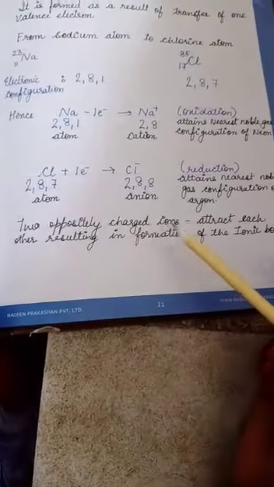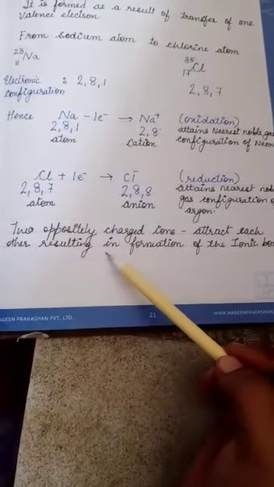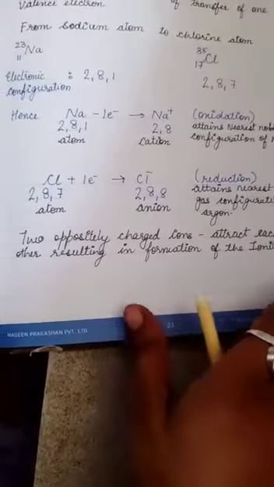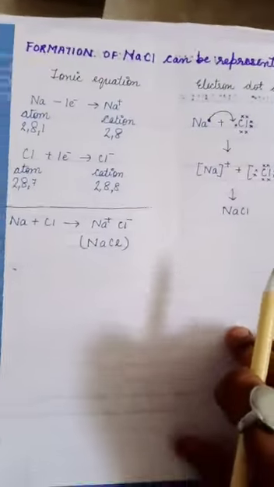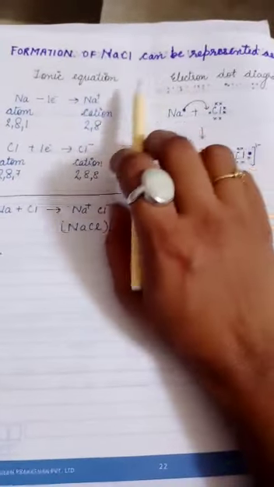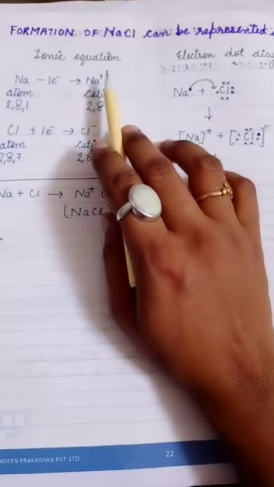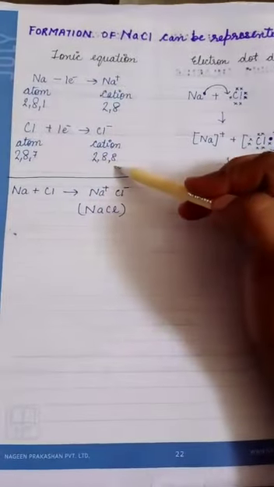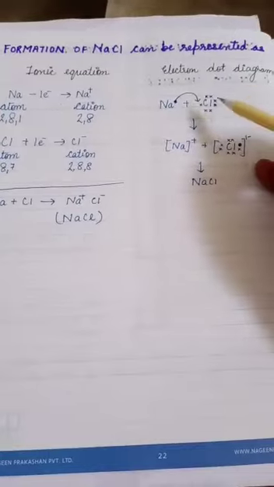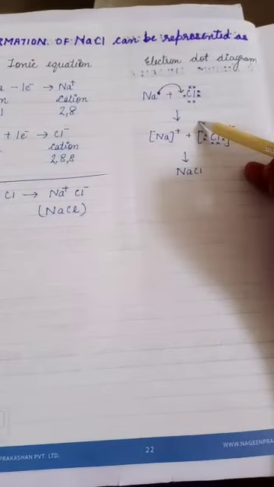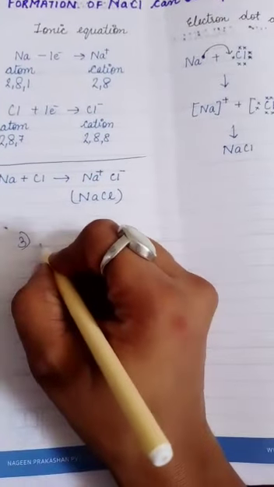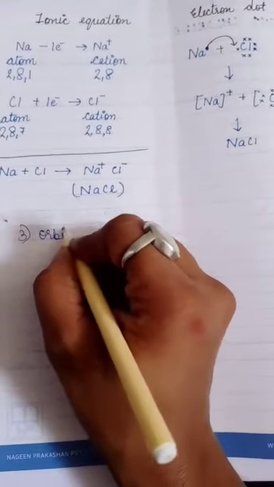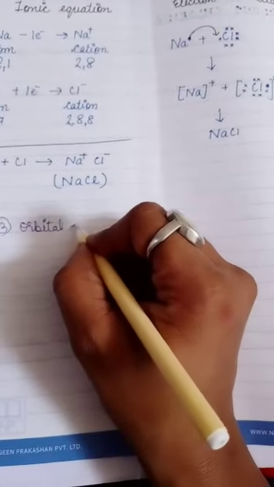Now the two oppositely charged ions attract each other, resulting in the formation of an ionic bond. These are two oppositely charged ions. They will attract each other and form an ionic compound. How do you have to represent this? If in the exam you are asked for the ionic equation, then you have to mention this part. If you are asked to draw the electron dot diagram, then you will draw this part. And the third one is to draw the orbital diagram, orbital structure or orbital diagram.